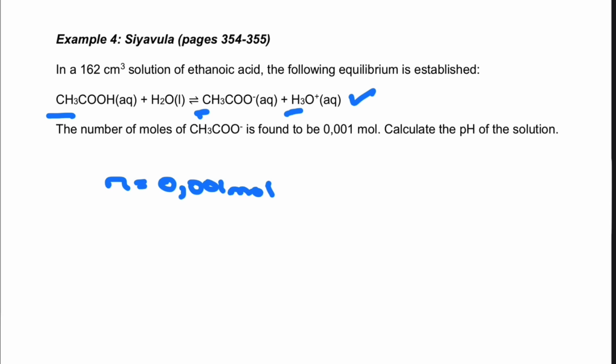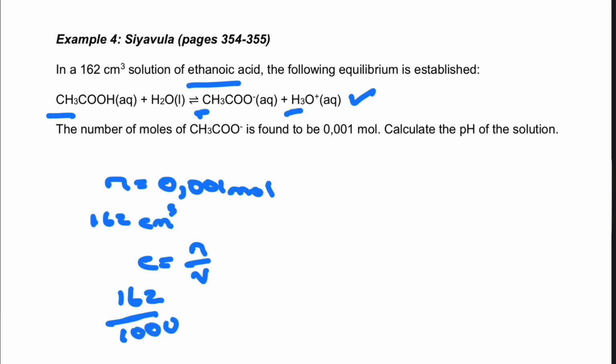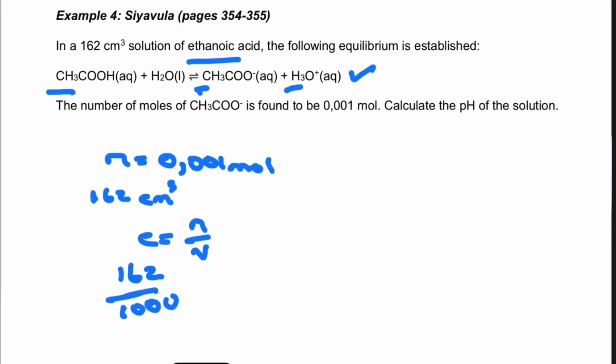We've been given the volume of the ethanoic acid as 162 centimeter cubed. But using the formula C equals n over V, the volume should be in decimeter cubed, not centimeter cubed. To convert centimeter cube into decimeter cube, we divide 162 by 1000, which gives us 0.162. Therefore, the volume of H3O plus will be 0.162 decimeter cubed.